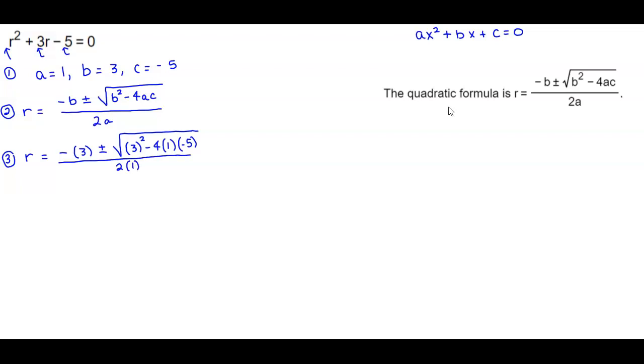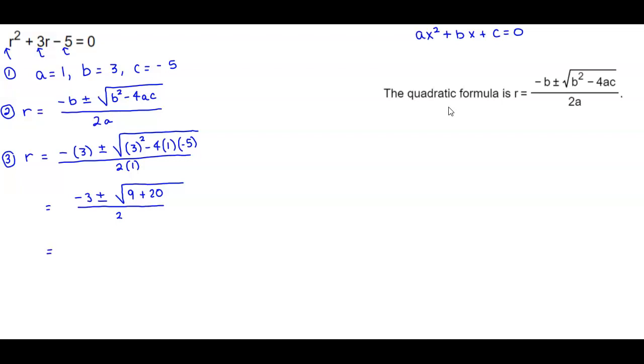Okay. So now let's go ahead and use order of operations. We have a negative times a positive 3, so that's going to be negative 3, plus or minus the square root of, well, 3 times 3 is 9. And then we have a minus 4 times a 1 times a negative 5. So that's the same thing as a negative times a negative, which is going to give us a positive. And 4 times 5 is going to give us 20. And then we're going to divide that by 2 times 1, which is 2.